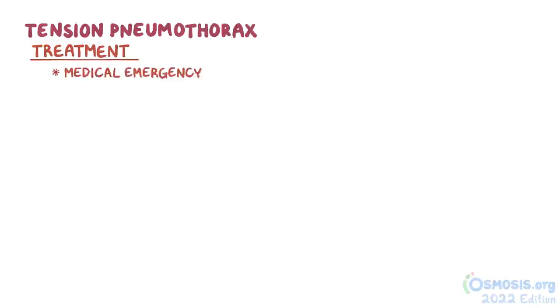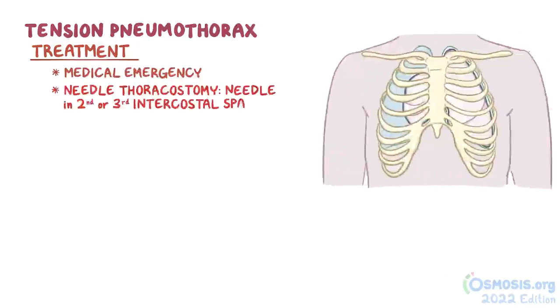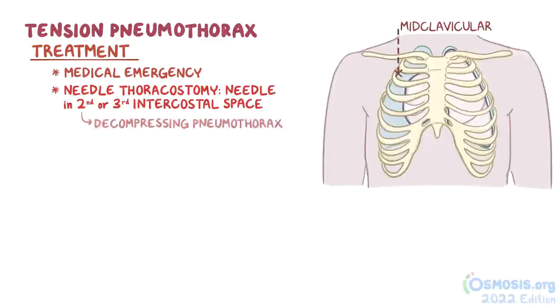Now, tension pneumothorax is a clinical diagnosis, meaning that if it's suspected based on symptoms and presentation, the diagnosis doesn't need to be confirmed with a chest X-ray. Rather, it's a medical emergency that must be immediately treated with needle thoracostomy, by inserting a needle in the second or third intercostal space at the midclavicular line, decompressing the pneumothorax. To confirm decompression, the individual's breathing will improve, and you might even hear the air escaping.